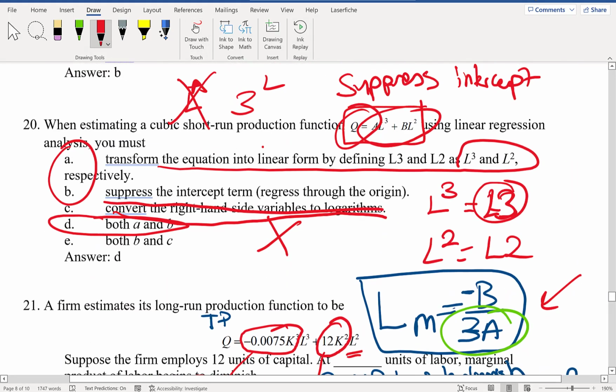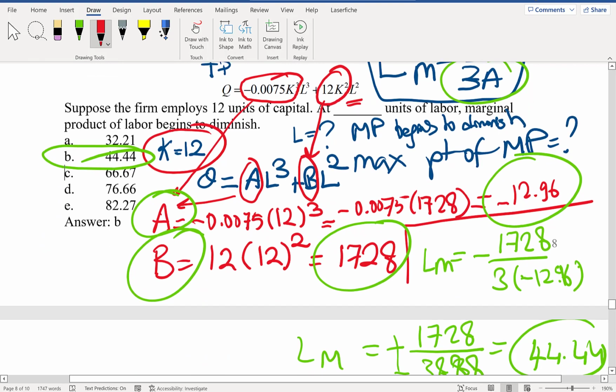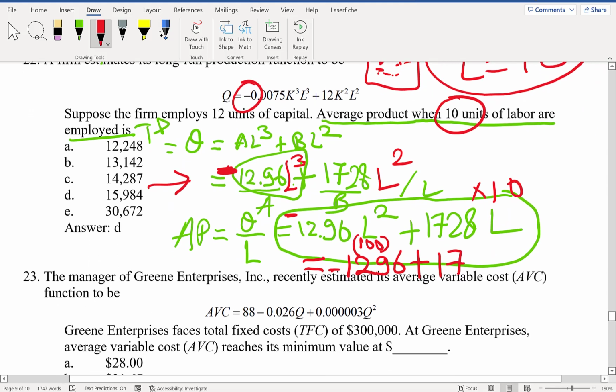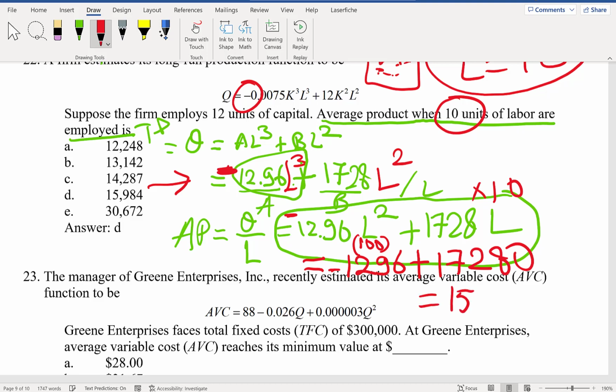Oh, what was it in the previous question? Okay, there was a negative sign here. So double check, go back. These kinds of mistakes are made. It's 17,280 minus 1,296. The answer is going to be, if you calculate, 15,984 units. That's the average product, and it concludes this chapter.